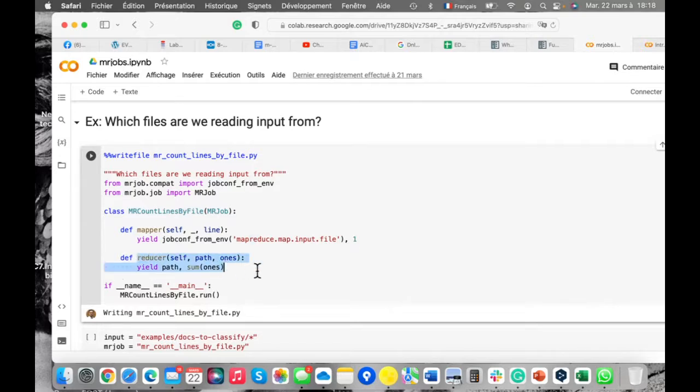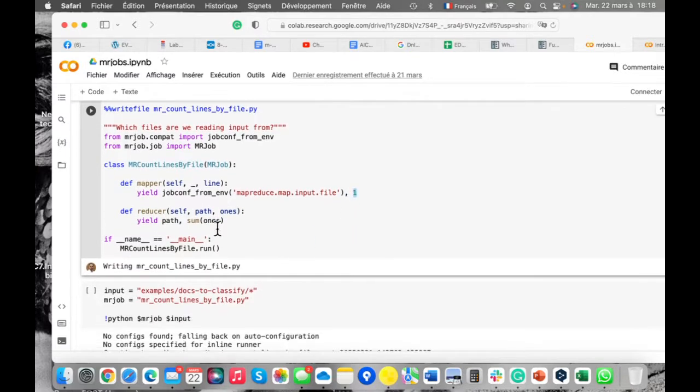And then the reducer does what we are used to have. So it's the path of the input and then the one. Okay, this. And then you have a kind of main that runs the map and the reducer.